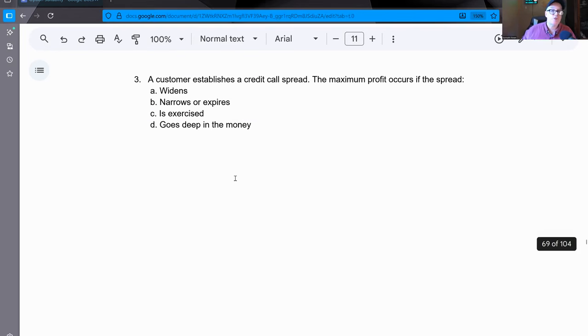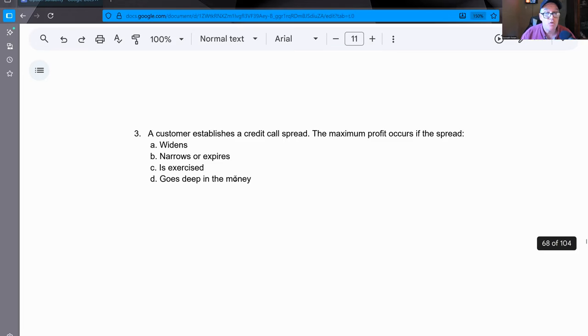A customer establishes a credit call spread. Credit, that's also bearish, okay? Because credit means sell. So it's a credit call spread. Maybe they don't want that. Maximum profit occurs if the spread narrows or expires. Remember, credit narrow, debit widen, credit narrow. Dead wives can't nag. Credit narrow, debit widen, credit narrow. I love it. So we want to narrow or expire.